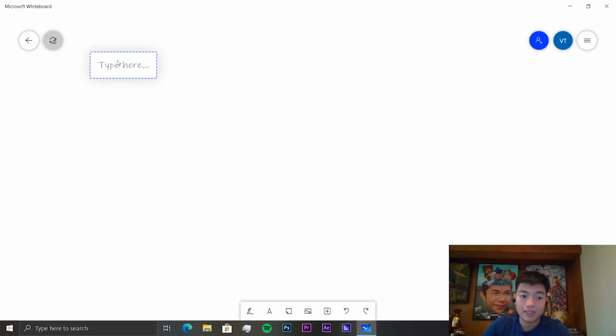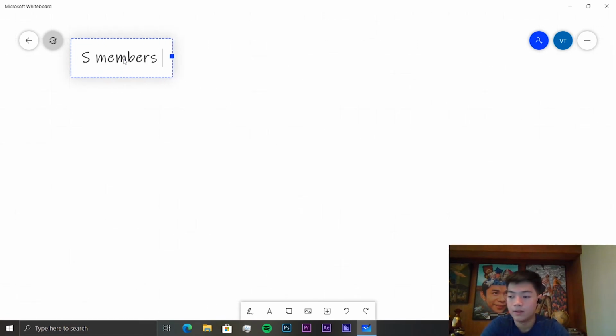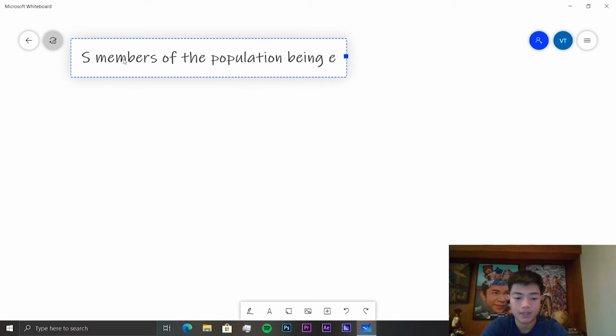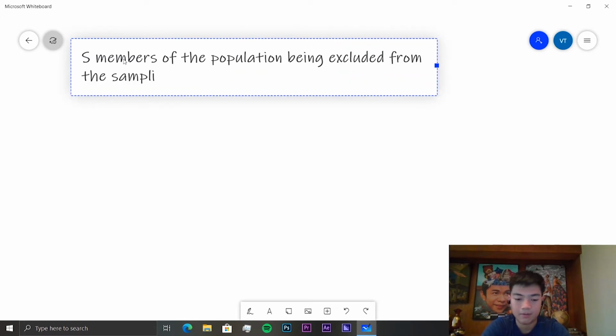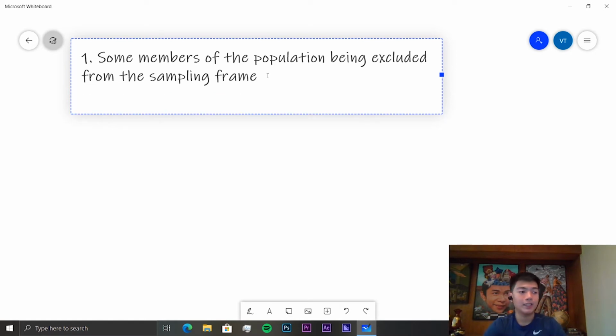Some sources of bias include some members of the population being excluded from the sampling frame. This is a pretty obvious one. Say we have a school that's 50% boys and 50% girls, and if we only choose boys for the sample, that means that we won't get the opinions of girls, and so this might be biased. The sample might conclude strongly in favor of the opinions of the boys, whereas it doesn't give a real representation of the entire population and excludes the girls.